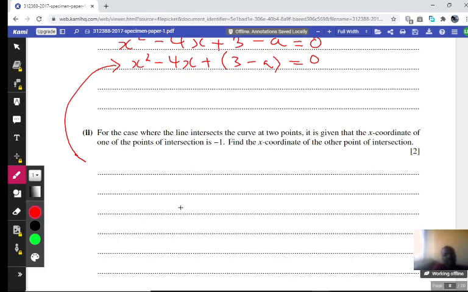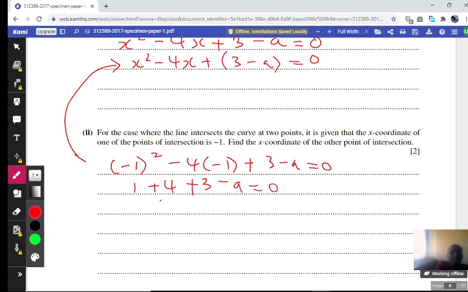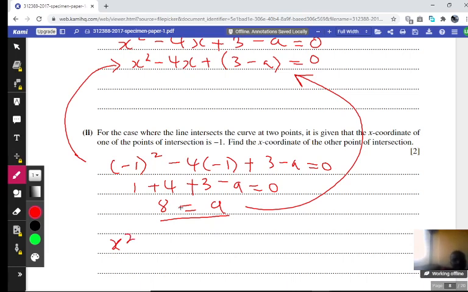Substitute where there is x, let you put minus 1. So it will be minus 1 squared in that equation, minus 4 times minus 1 plus 3 minus a is equal to 0. If you simplify, you get 1 plus 4 plus 3 minus a is equal to 0. Then this will give you 8 is equal to a. So a is equal to 8. Now we substitute in the same equation, so you replace a with 8. x squared minus 4x plus 3 minus 8 is equal to 0.